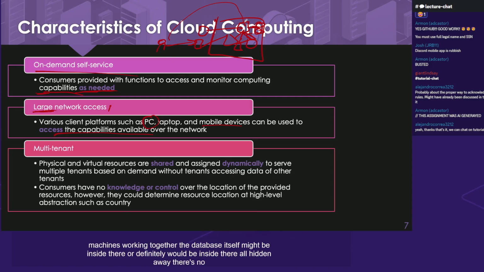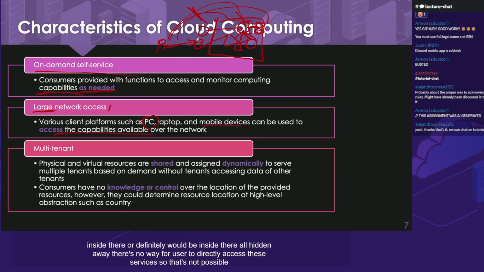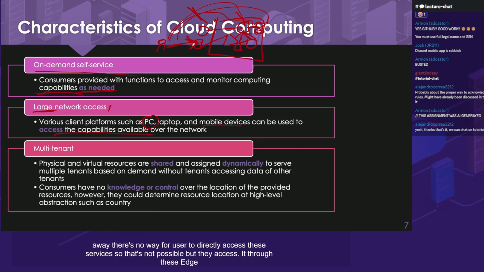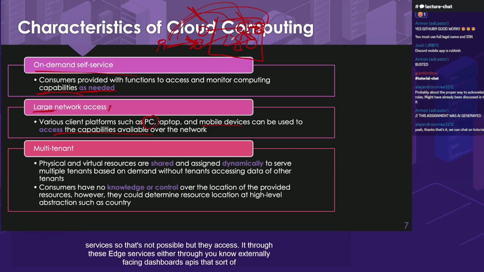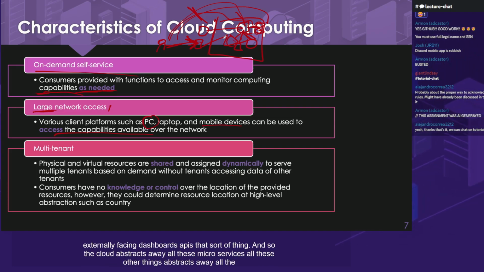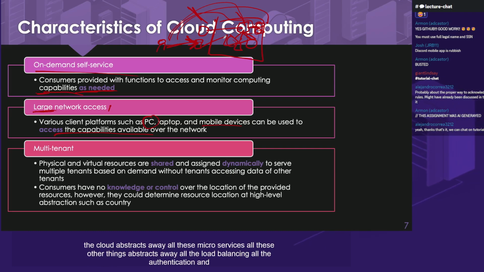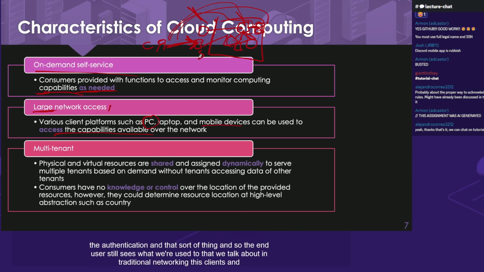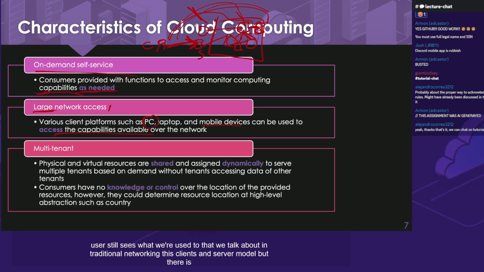There's no way for a user to directly access these services, right? So that's not possible, but they access it through these edge services, either through externally facing dashboards, APIs, that sort of thing. And so the cloud abstracts away all these microservices, all these other things. It abstracts away all the load balancing, all the authentication, and that sort of thing. And so the end user still sees what we're used to, that we talk about in traditional networking, this client and server model. But there is a large network going on in the cloud behind the scenes.